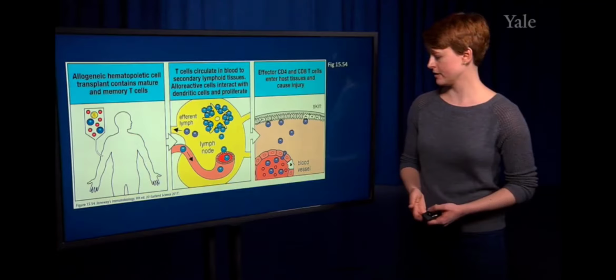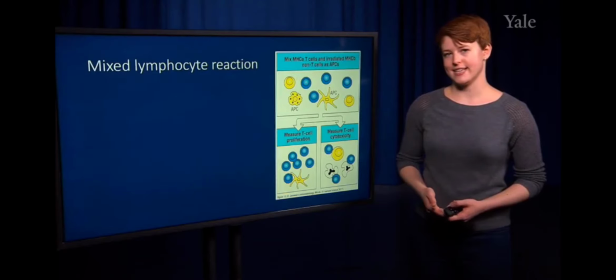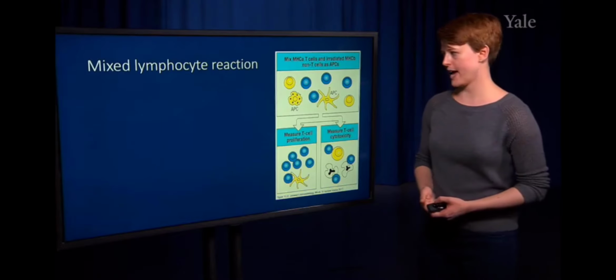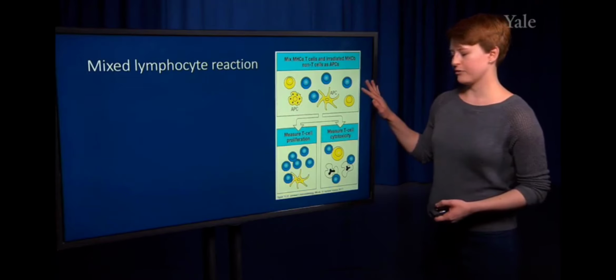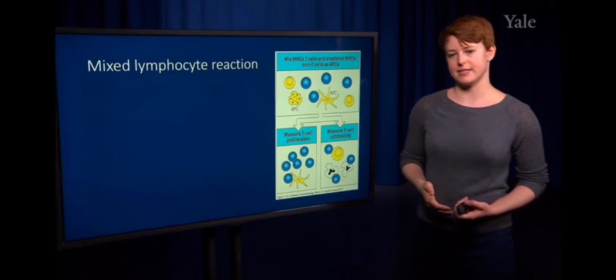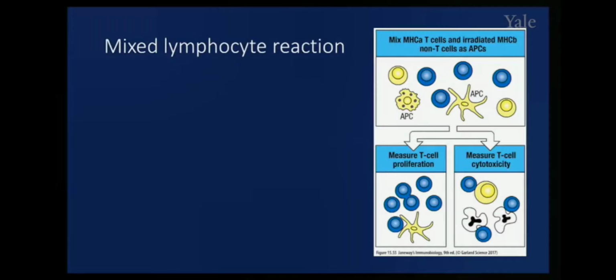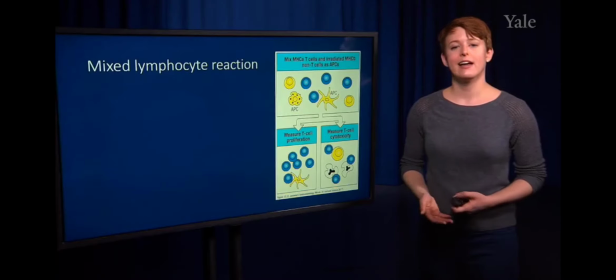And here we can see an example of that mixed lymphocyte reaction. So if we mix the donor and recipient cells, here shown in blue and yellow, then we can measure how much the T cells proliferate and how much they kill other cells. And these measures give us a good idea of how aggressive that graft will be at attacking the host.